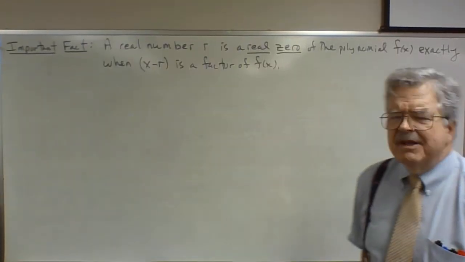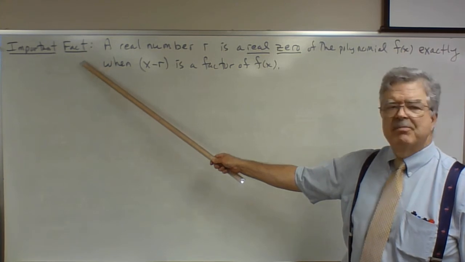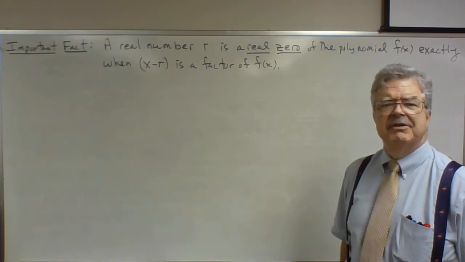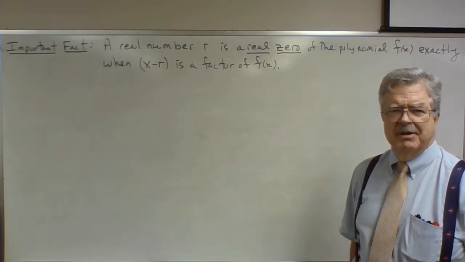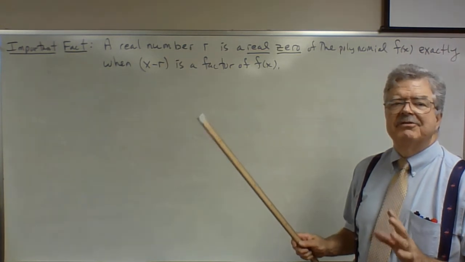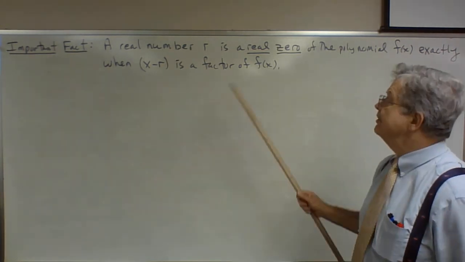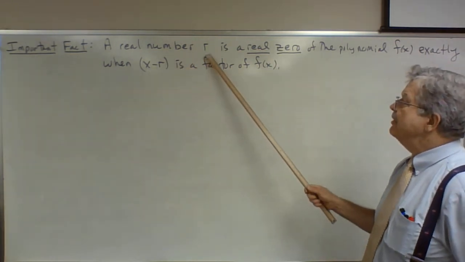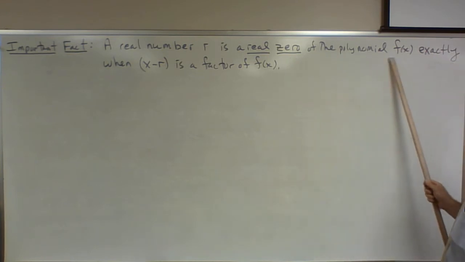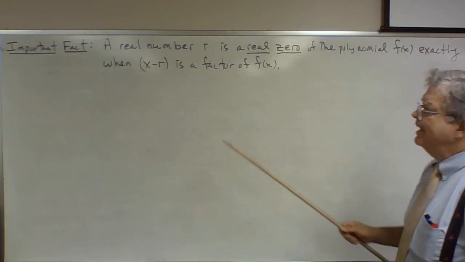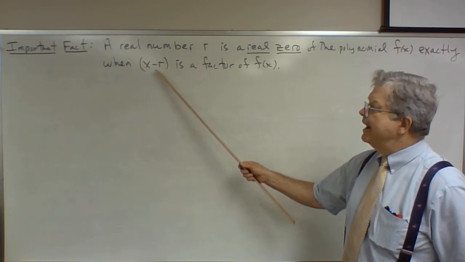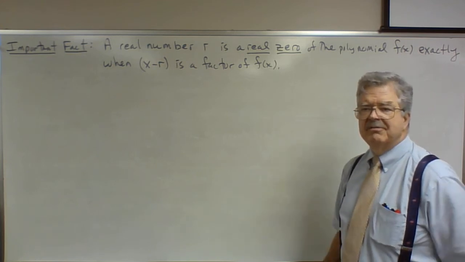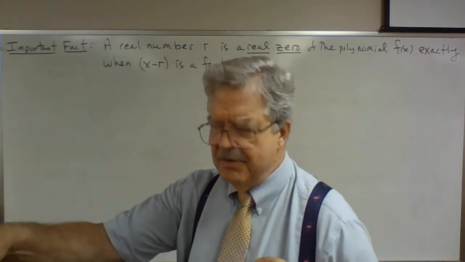So that's what this bit about real zeros is all about. Speaking of real zeros, I'm going to tell you an important fact about real zeros. What I'm about to tell you is actually true for all zeros of a polynomial, but I'm going to restrict the scope of our conversation here to real zeros. And here's the fact. A real number r is a real zero of the polynomial f of x exactly when x minus r is a factor of f of x.